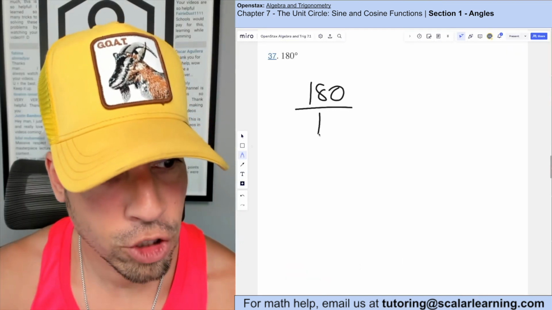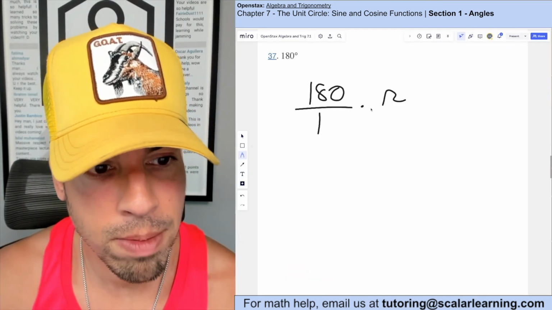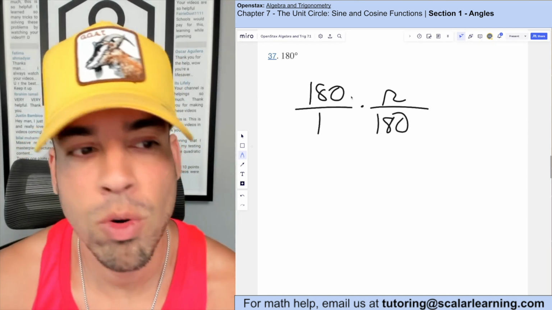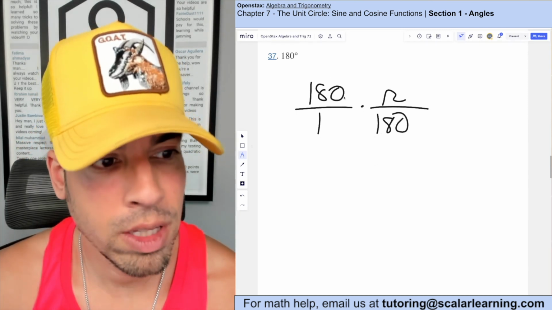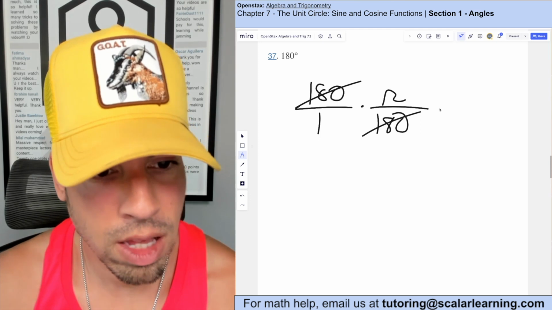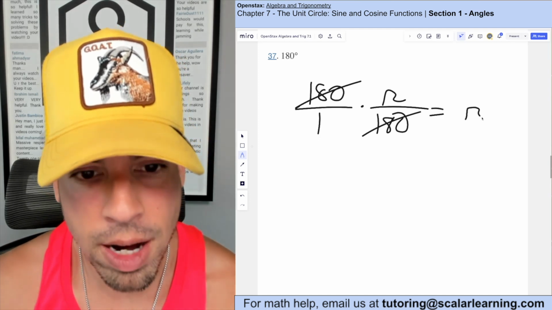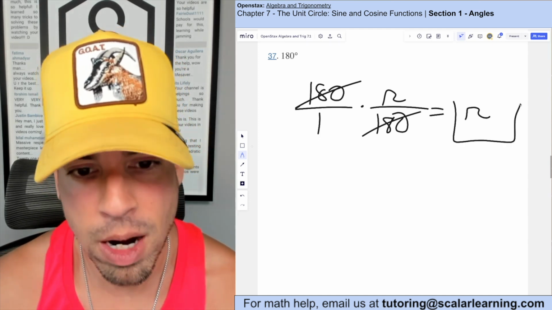Boom. So for this one, we're going to take the degree measure, put it over 1, and multiply by pi over 180. That's how you always convert degrees to radians. But look at this. The 180s can cancel out on the top and bottom, and we're left with just pi. So 180 degrees is pi radians.